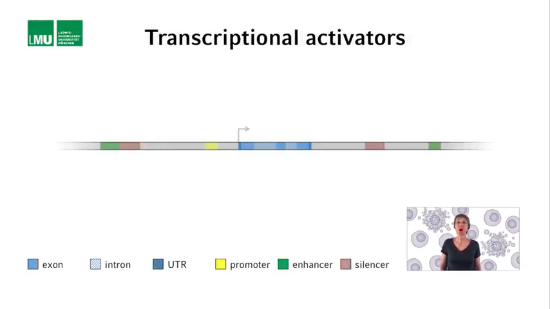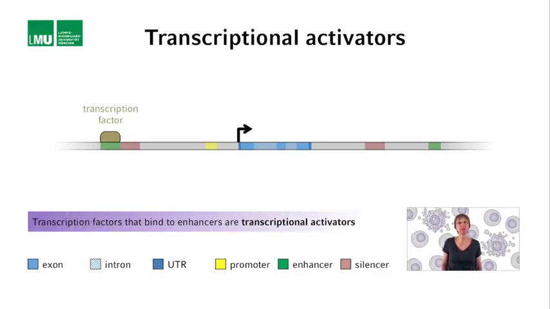Remember when we talked about what a gene or a locus is and what it is composed of? We talked about proteins that bind to cis-acting elements and determine whether RNA is made from the transcription unit or not. These proteins are called transcription factors. And the transcription factors that bind to enhancers, the cis-acting elements that activate the general transcription machinery to synthesize RNA, are called transcriptional activators.